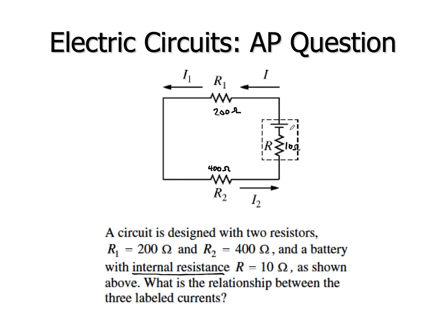They actually tell us in this case the relationship between the three currents. Okay, well, that's right. Let's see, 600, that's an ugly number.